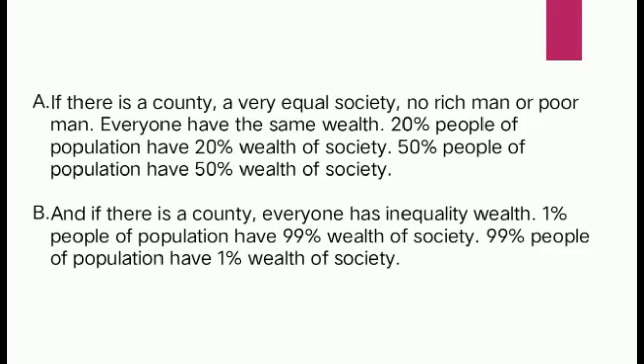The next example is letter B. If there is a country where everyone has unequal wealth: 1% of the population have 99% of the wealth of society, and 99% of the population have 1% of the wealth of society. So there is a contradiction, as there is no equal rate between their wealth and the people. So that's the two examples.